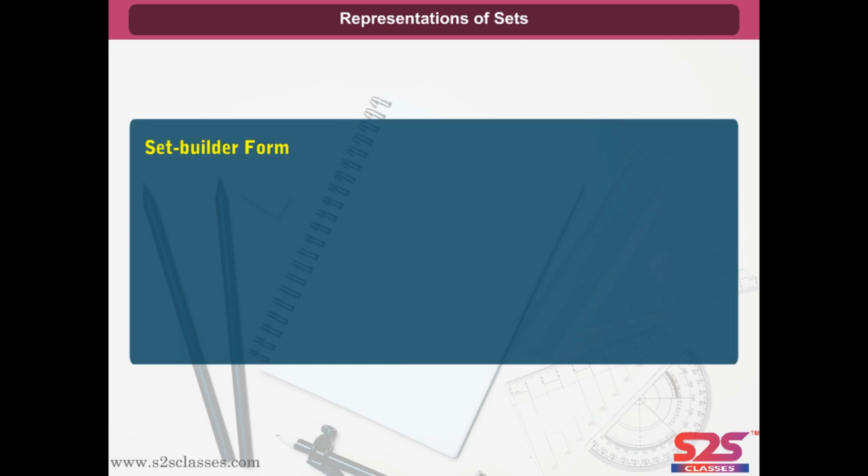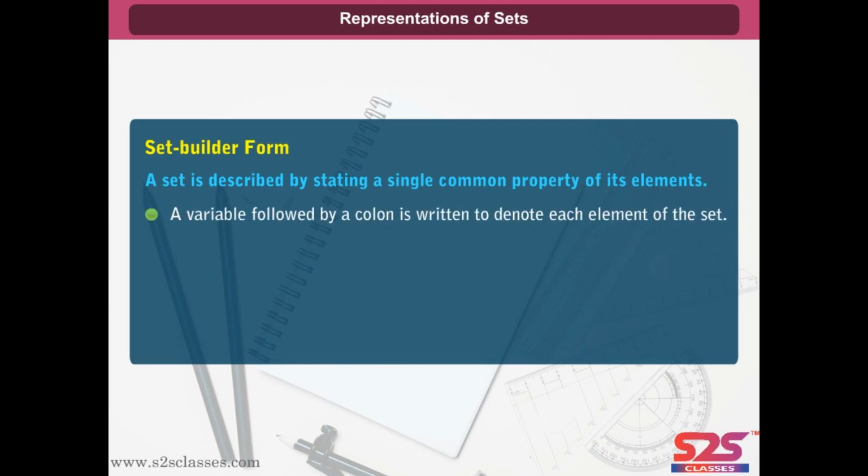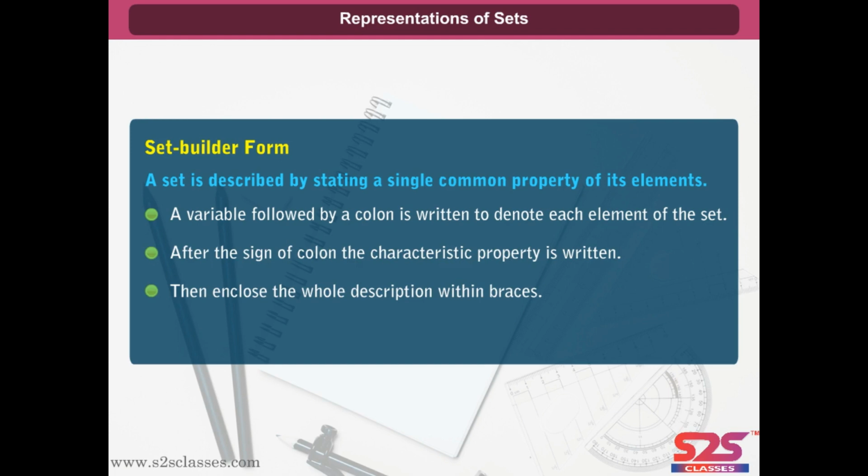However, in some instances, it may not be possible to list all the elements of a set. In such cases, we could define the set by another method called the set builder form. In this form, a set is described by stating a single common property of its elements. A variable followed by a colon is written to denote each element of the set. After the sign of colon, the characteristic property is written. Then enclose the whole description within braces.